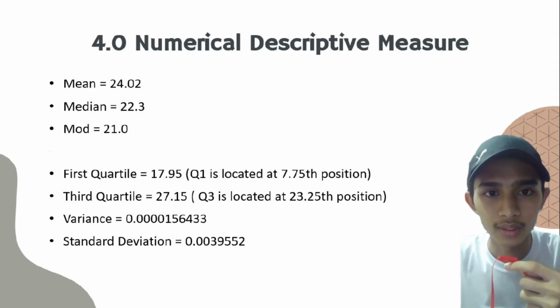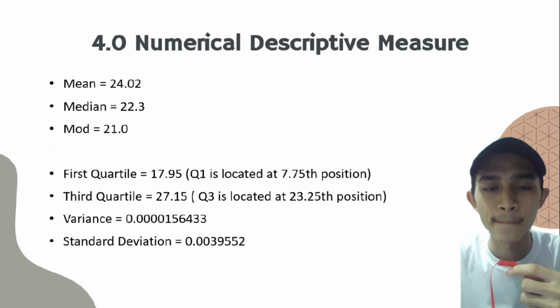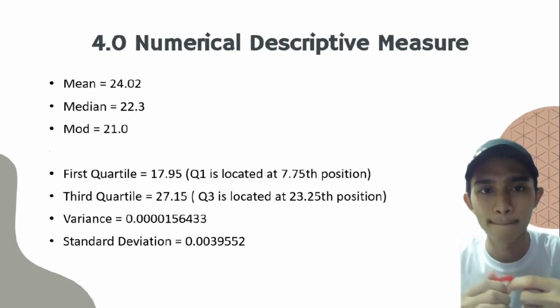Assalamualaikum, I am Muhammad Nizam bin Abdul Naim. My matrix number is 8208158. I will talk about part 4.1, numerical descriptive. We got the mean 24.02, median 22.3, mode 21.0.